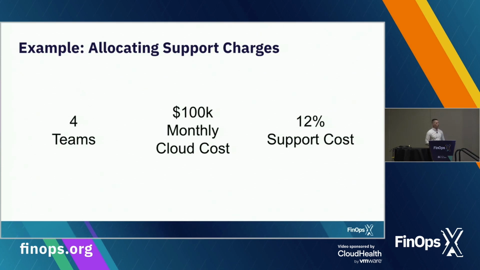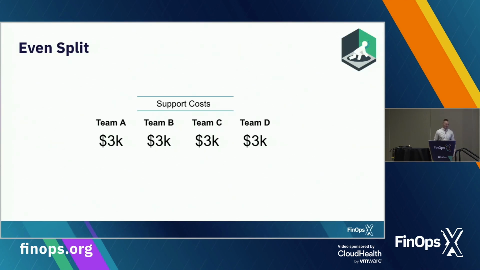Okay, so one last example that is specifically for cloud costs. So we're looking at support charges here. Let's assume we've got 4 teams who use cloud in our organization, and our monthly cloud bill is $100,000, and our support cost is 12% of whatever our cloud spend is. And so at $100,000 a month, that would be $12,000. So an even split method is pretty straightforward. It would be $3,000 a month to each team.